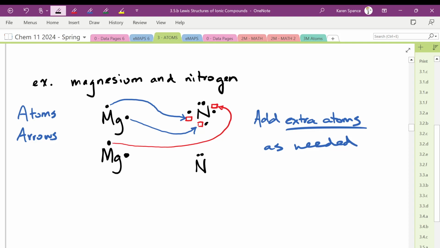And basically you're just going to go back and forth until everybody is satisfied. All right, so this one goes here. All right. Am I done? I still have a gap here and I still have a gap here. So I still need to add extra atoms. Who am I adding this time? Magnesium, Mg.